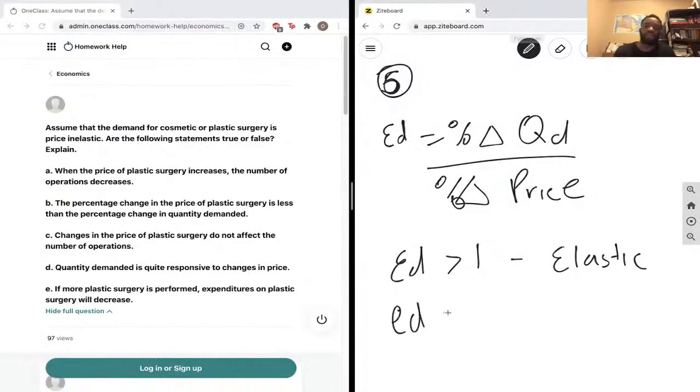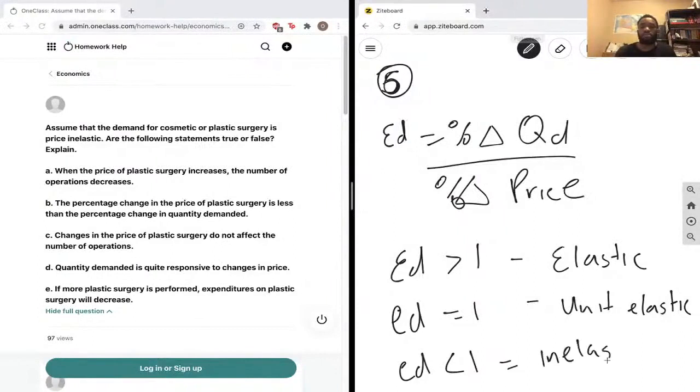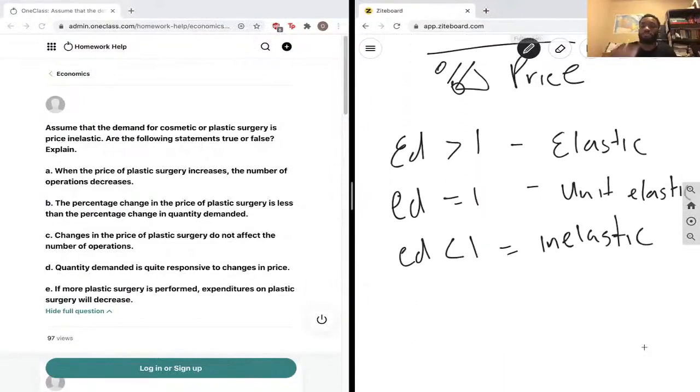And when elasticity of demand is equal to 1, we know this is unit elastic. That just means a 1% change in price leads to a 1% change in quantity demanded. And elasticity of demand less than 1 equals inelastic. And that just means a 1% change in price equals a less than 1% change in quantity demanded. And our question is that the demand for cosmetic or plastic surgery is inelastic. So let's look at some of the following statements.